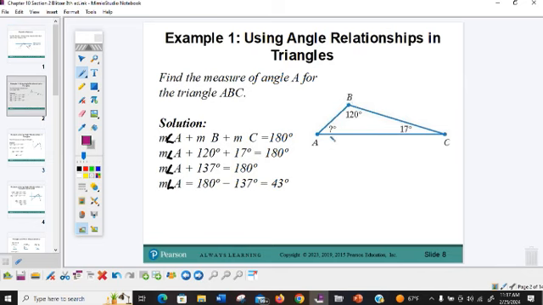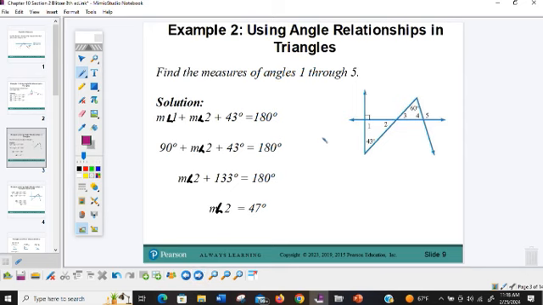They want us to find the measure of angle A, so we're looking for this one. Well, add these up, they add to 137. Now all we have to do is figure out what is angle A so that it adds to 180. We do 180 minus 137 and we get 43. This one would have to be 43 degrees for everything in this triangle to add to 180. So anytime you have two angles and you're missing a third, you subtract them from 180.